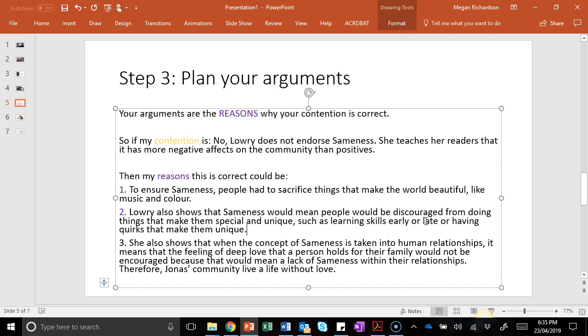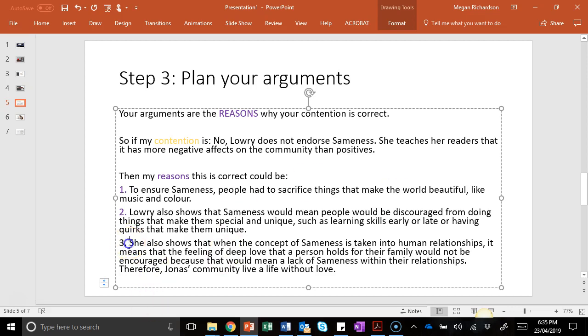So my first argument is about how they have to sacrifice things, and that shows us that sameness is not good because they have to sacrifice things that are beautiful. The second argument that I've got so far is that no, she doesn't endorse sameness because she shows us that we would be discouraged from being special and unique.